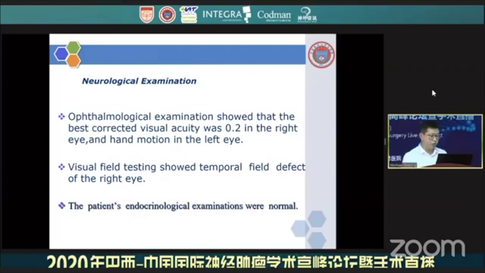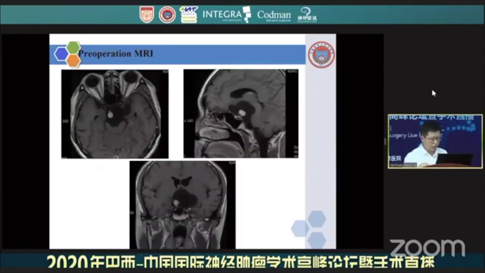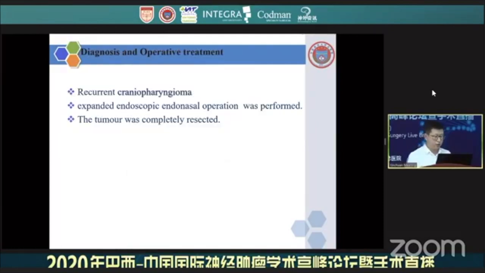The ophthalmological examination showed that the best corrected visual activity was 0.2 in the right eye and hand motion in the left eye. Visual field testing showed a temporal field defect in the right eye. The patient's endocrinological examination was normal. The MRI revealed a cystic and solid suprasellar mass of 4.2 centimeters, and the diagnosis is recurrent craniopharyngioma.